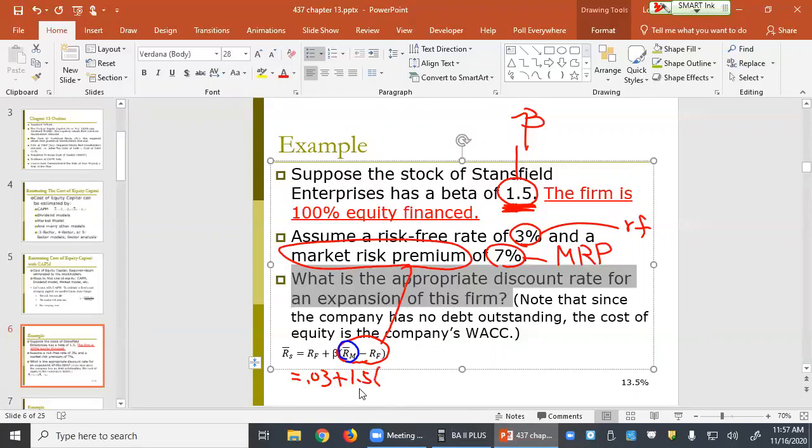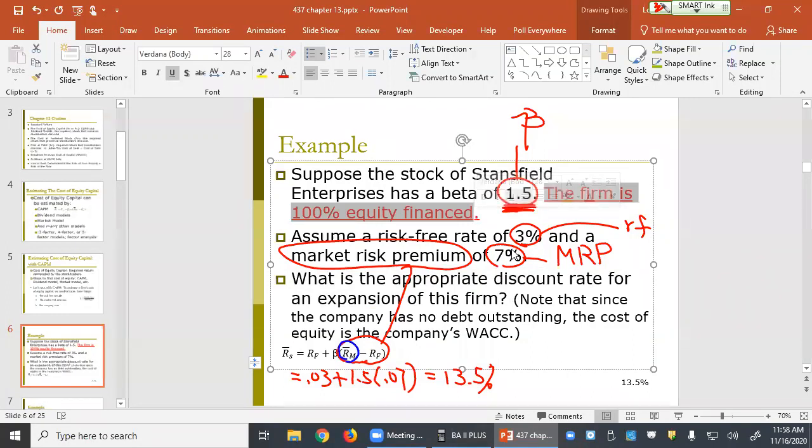So it'd be 1.5 beta times market risk premium of 0.07. Then you should have cost of equity that is 13.5%. Now, since we are told here that the company is a 100% equity financed firm, once we know what cost of equity is, we can go ahead and use this to evaluate the new project.